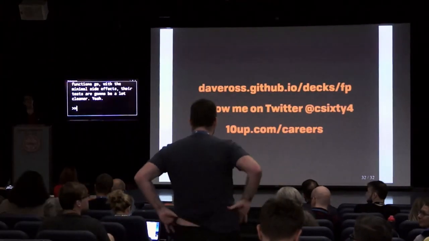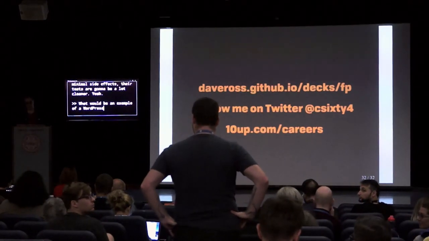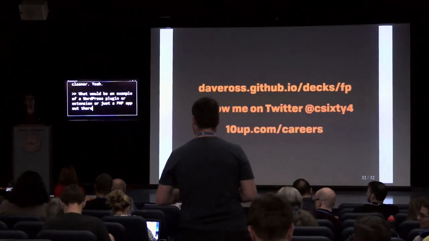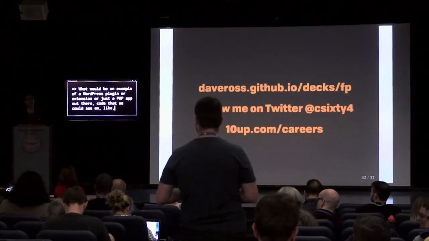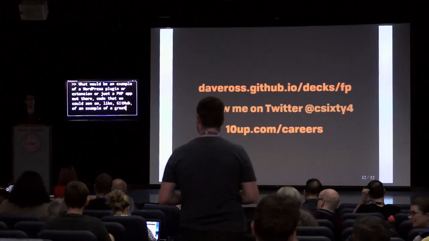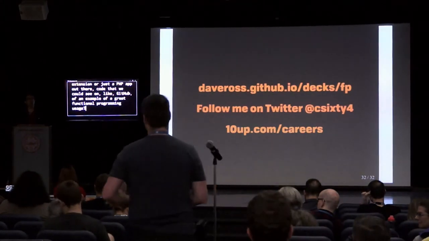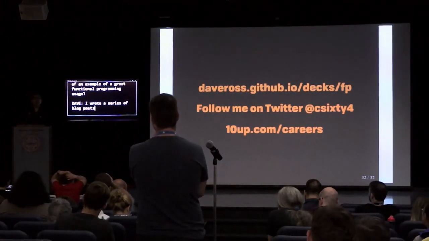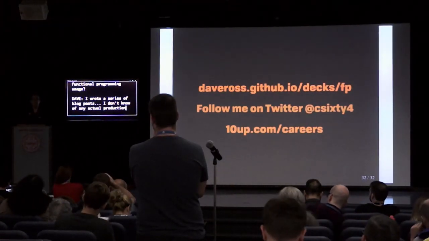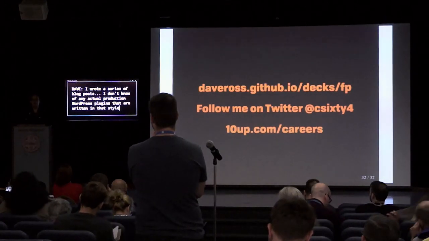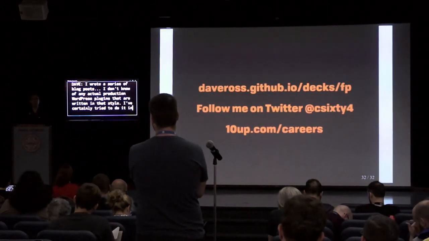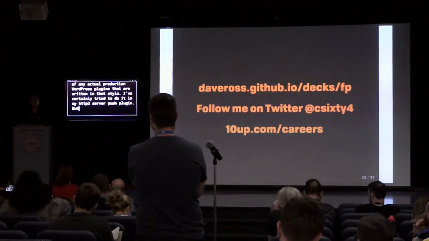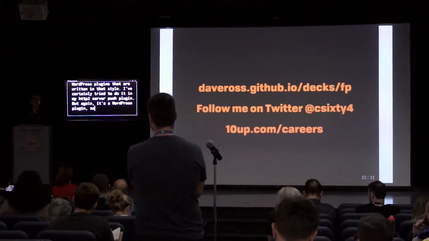What would be an example of a WordPress plugin or extension, or just a PHP app out there, code that we could see on GitHub, an example of a great functional style? I wrote a series of blog posts. I don't know of any actual production WordPress plugins that are written in that style. I've certainly tried to do it in my HTTP2 server push plugin. But again, it's a WordPress plugin, so it's going to have global state. That's just unavoidable.